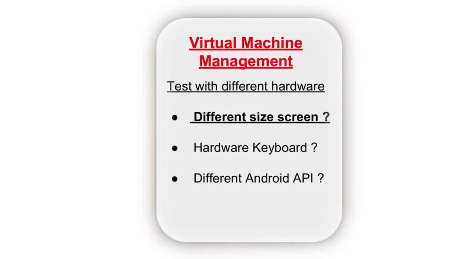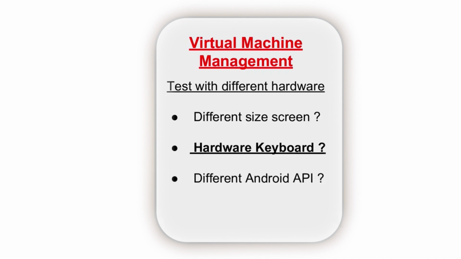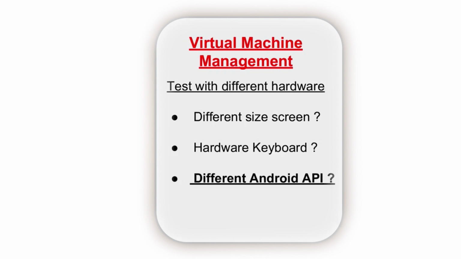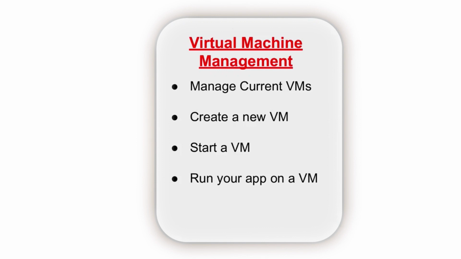This could mean having a different size screen, having a physical keyboard or not, or testing a different version of the Android API. Therefore, in this lesson, we'll show you how to do 4 things: manage your current virtual machines, how to create a new virtual machine, how to start a virtual machine, and how to run your app on a virtual machine.